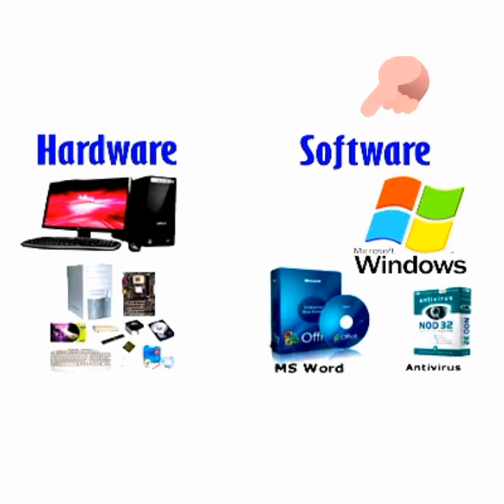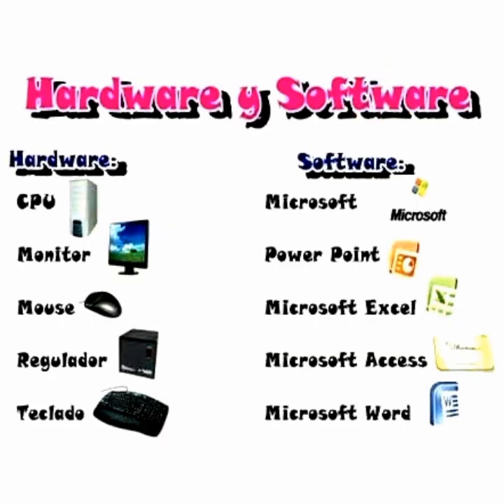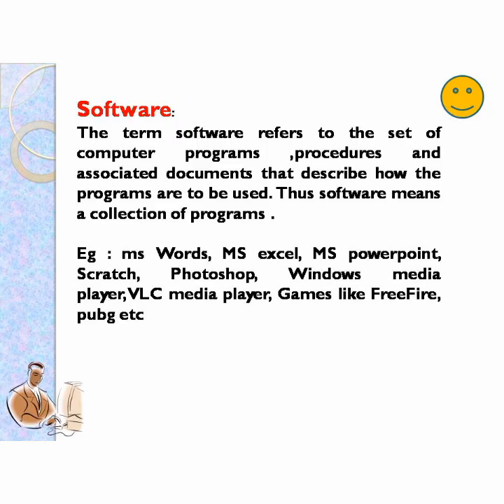You can see a CPU, monitor, mouse. These all are hardware. Then Microsoft Excel, Office, PowerPoint, Access, these all are software. So hardware is over, now see software.